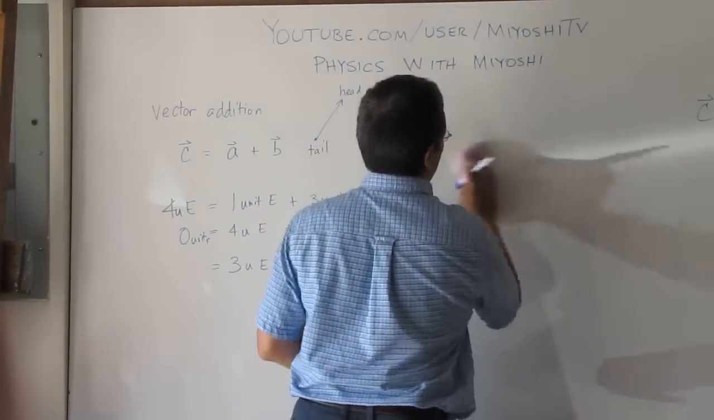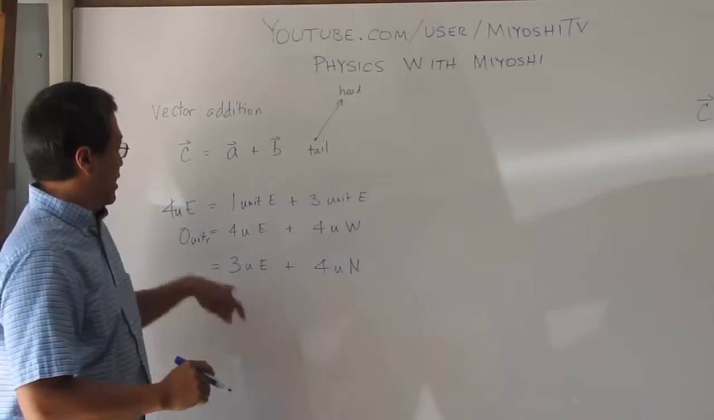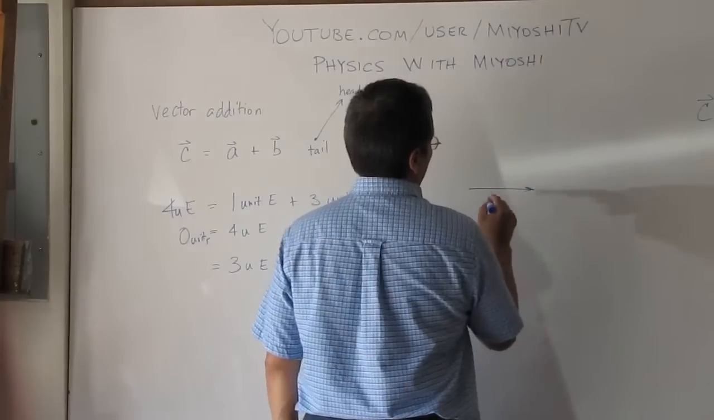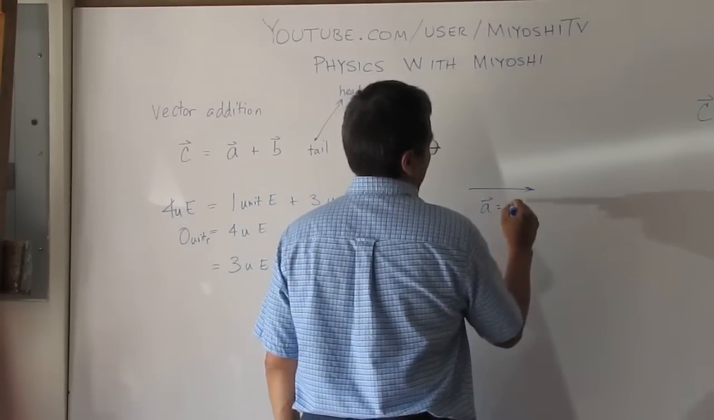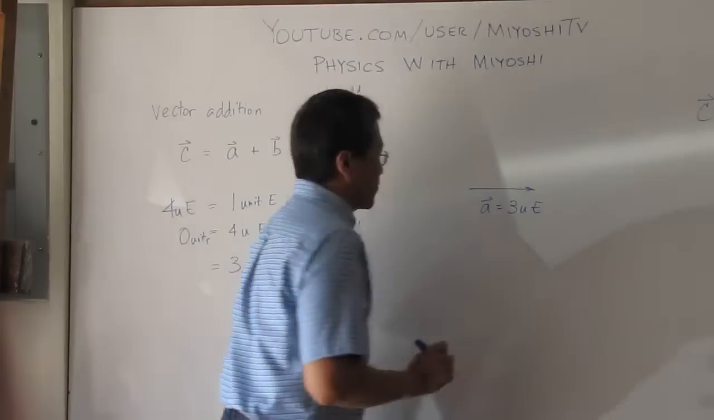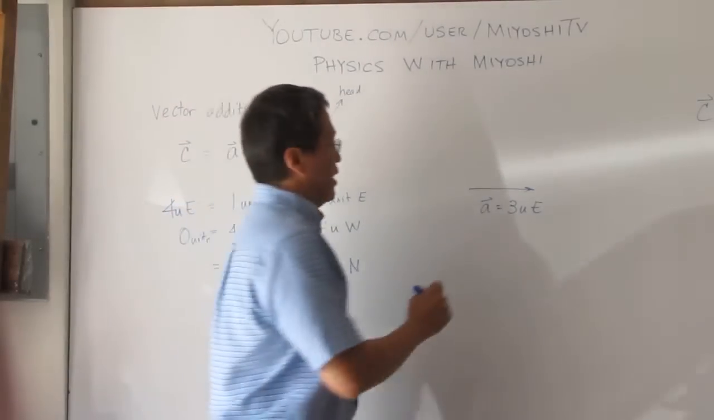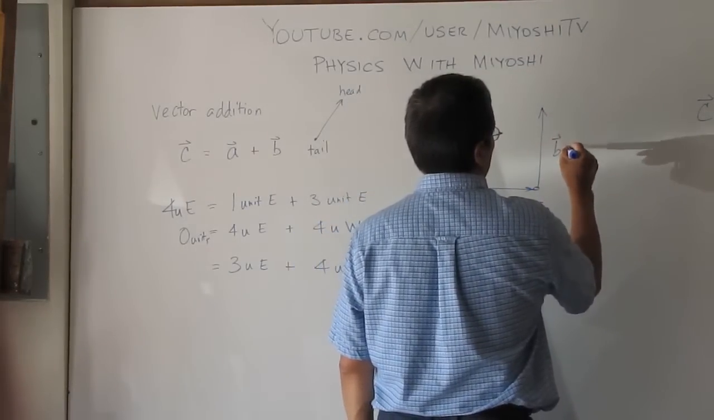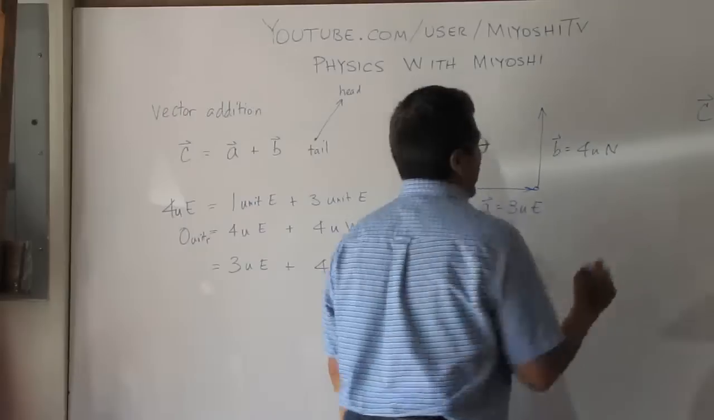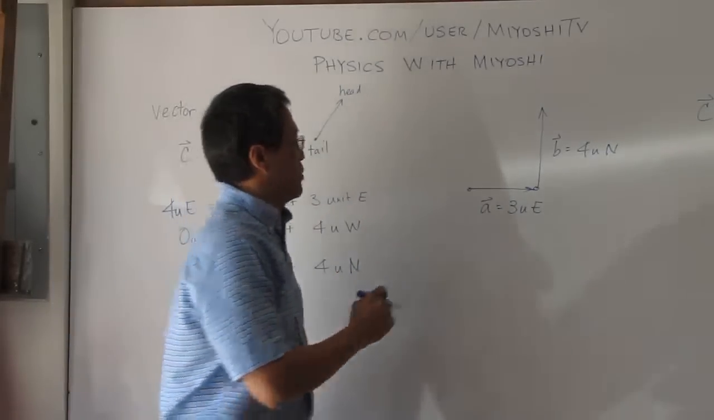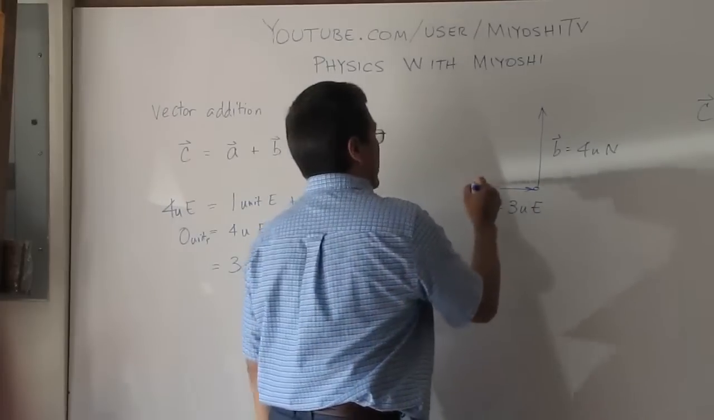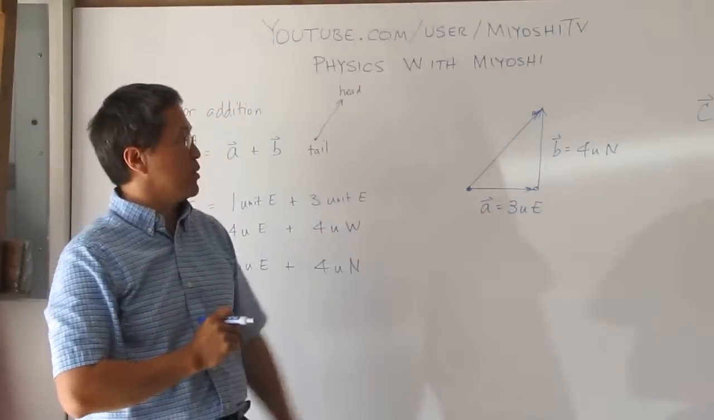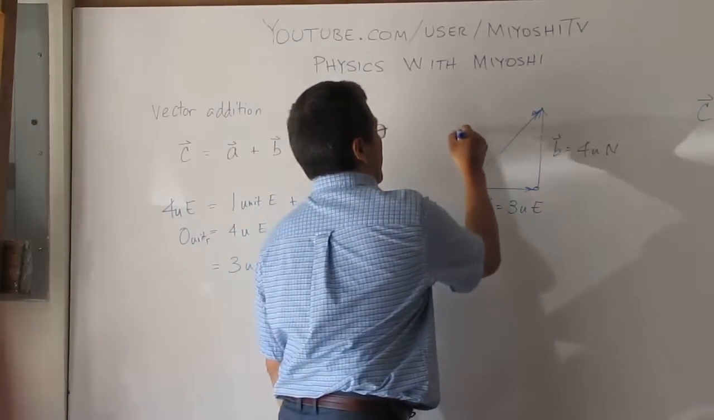Okay? And the last one here that I want to show you on vector addition is 2 perpendicular vectors. I have 3 units east and 4 units north. So I would put a vector A, 3 units east, and then at its head I'd put the tail of my 4 units north. In this case, my resultant is going to be from the first tail to the last head, and you can do this with any number of vectors, even though we're only doing 2 at a time. And this is going to be my resultant vector C.